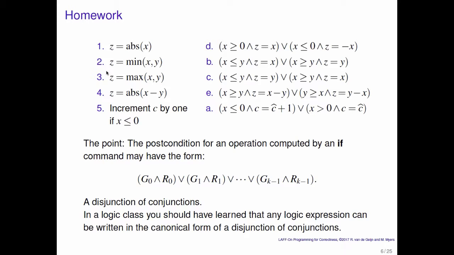Those of you who have taken a course in logic may remember that any logic expression can be written in canonical form that is a disjunction of conjunctions. So what does that mean? That means that anytime you come up with some kind of expression of what you want to compute, you will be able to massage that into a disjunction of conjunctions, and that may then guide you towards what the if statement should look like.